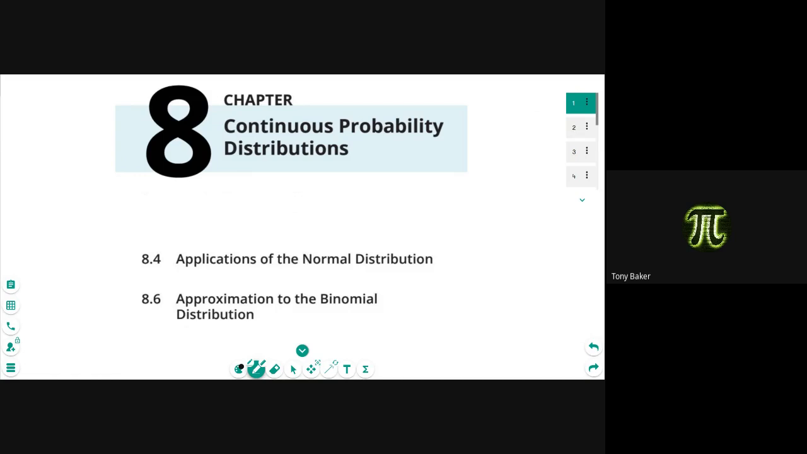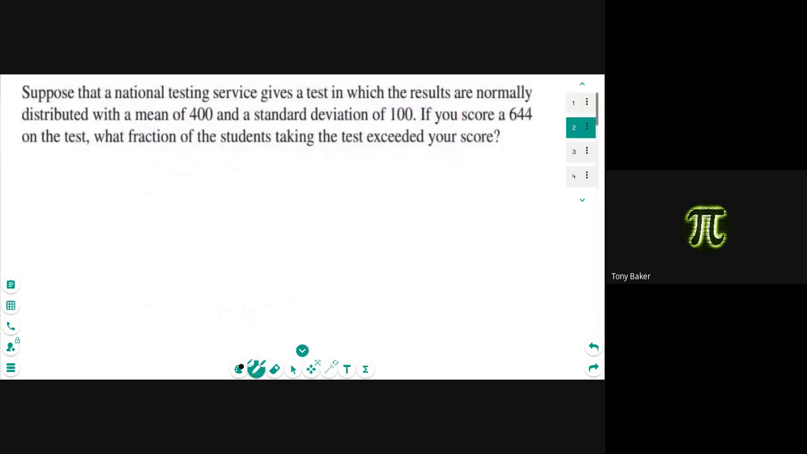All right. So on Monday, we were looking at figuring out what the Z-scores were, finding the probabilities that go along with those, and doing some calculations of those. So let's start with that. In this problem, we have our mean and our standard deviation. And they want to know what percentage of students have exceeded your score of 644.